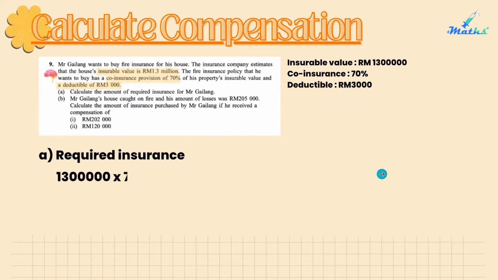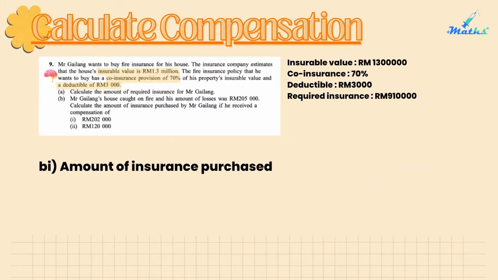So for the required insurance, we need to use 1.3 million times 70%, which is the co-insurance provision. So here is the required insurance. B, Mr. Gailang's house caught on fire and his amount of loss was 205,000. Calculate the amount of insurance purchased by Mr. Gailang if he received a compensation of, for Roman one, 202,000.